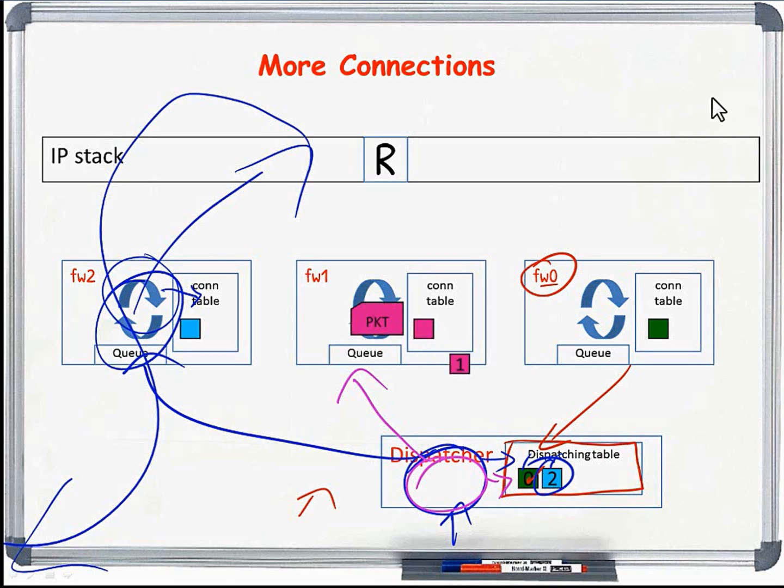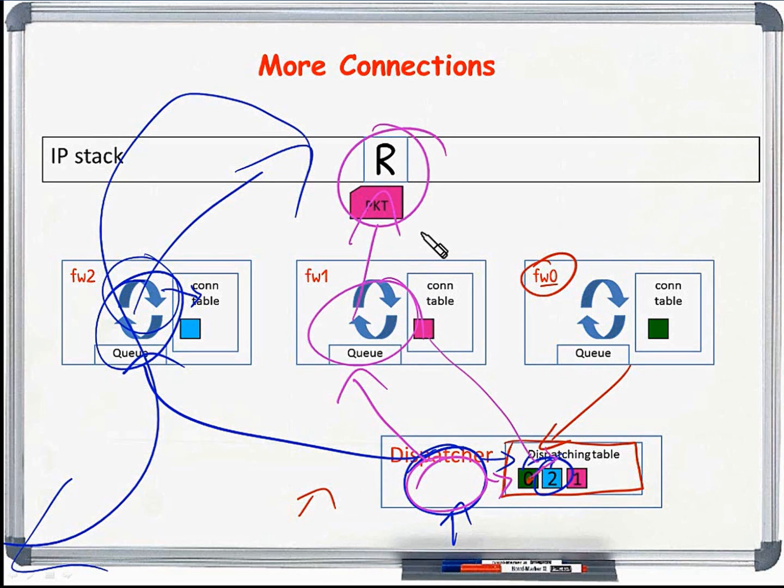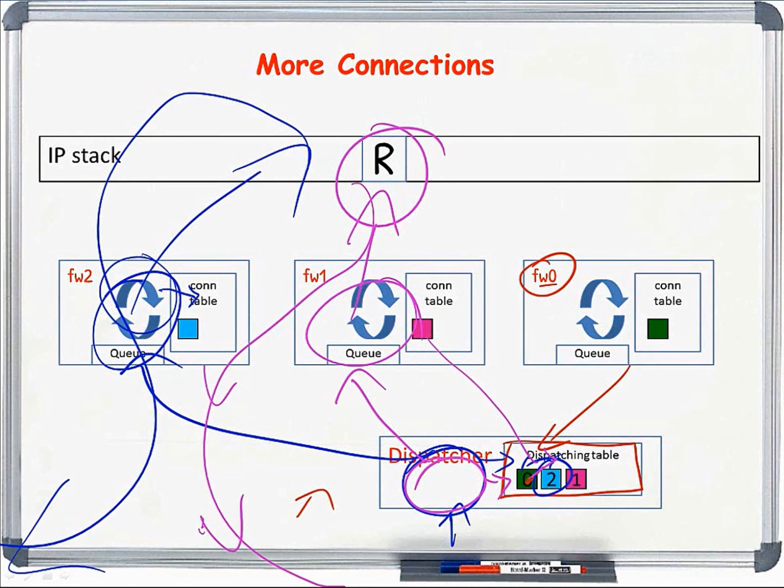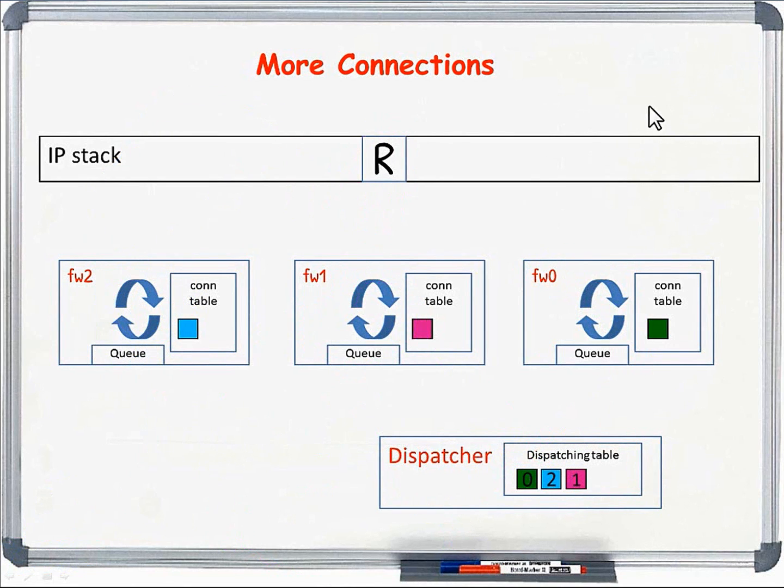So it processes it and updates its connection table about that connection, and also updates the dispatch table about that connection. So now the dispatch table knows about that packet that was processed for Firewall Worker 1. That packet on Firewall Worker 1 is then sent up to the router. The router is going to make a routing decision, and again forwards that packet off on its way.